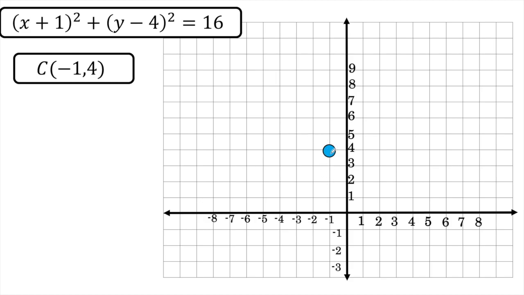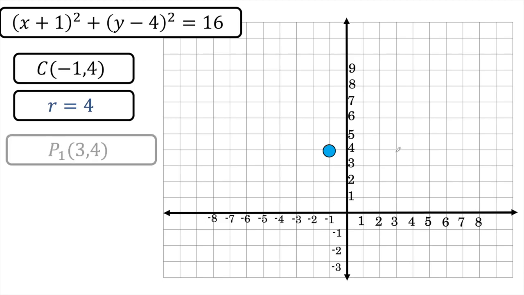Now, the second step is to solve for the radius. So in this equation, we have 16 as our r squared. Now, getting the square root of 16, we have 4. Now, counting 4 units to the right, we have 1, 2, 3, and 4. So our first endpoint is at 3, 4. So for our second endpoint, we count from the center 4 units to the left. We have 1, 2, 3, and 4. So our second endpoint is at negative 5, 4.